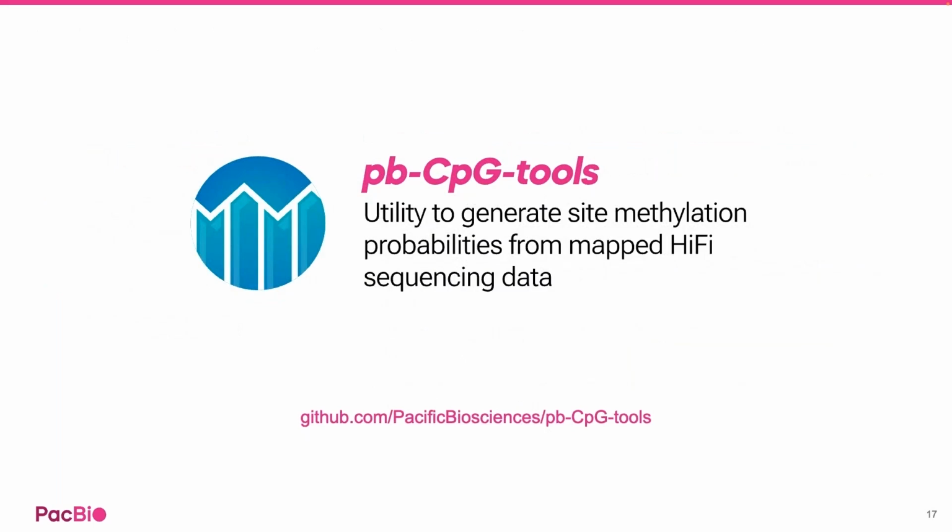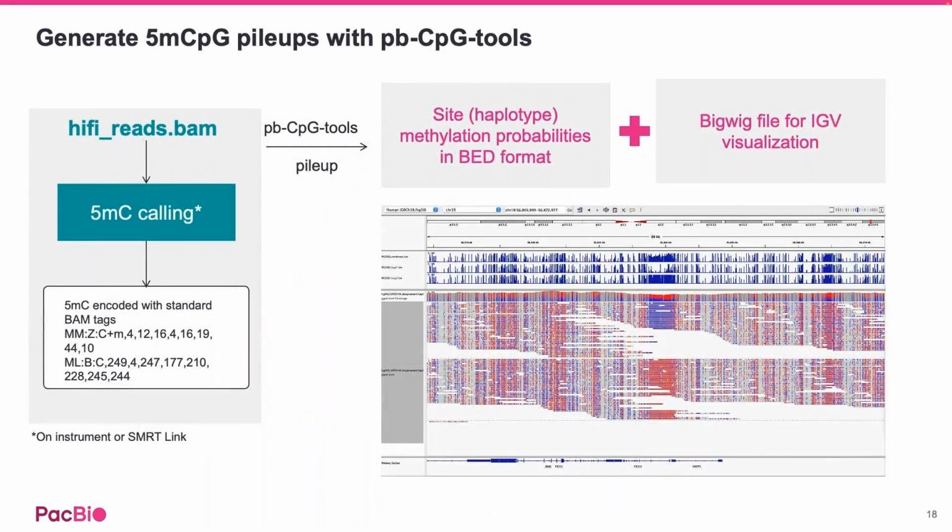The last tool I want to mention here is pb-CpG-tools for methylation statistics. As we all know now, HiFi data comes with methylation information without the need for a separate library prep. The 5mC call marks the methylation status by adding a standard BAM tag to the BAM from the instrument.